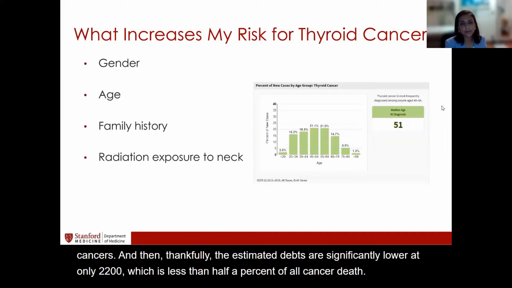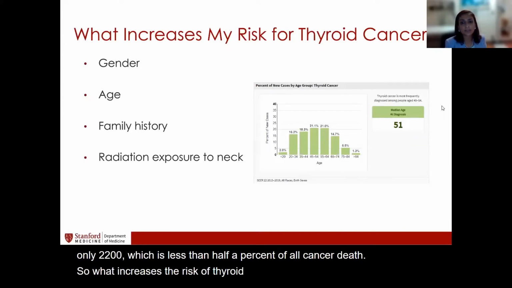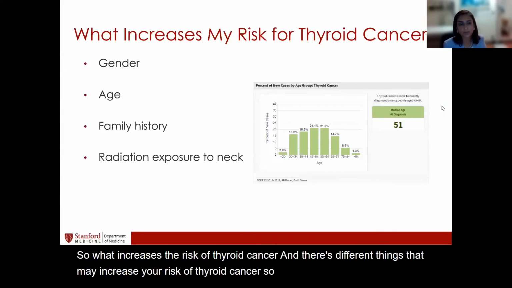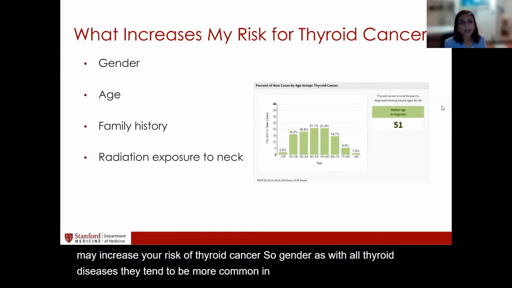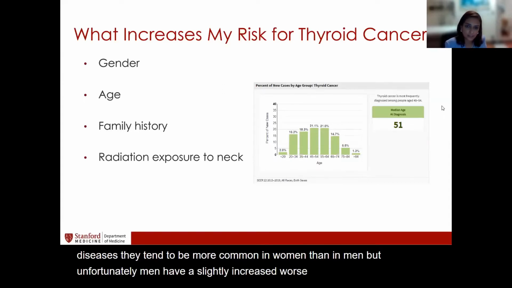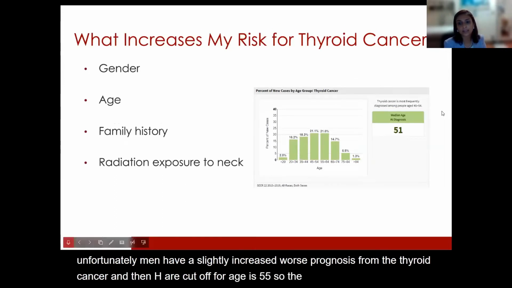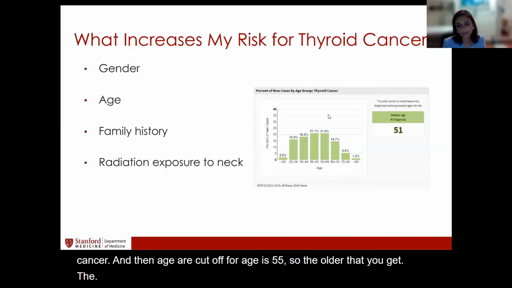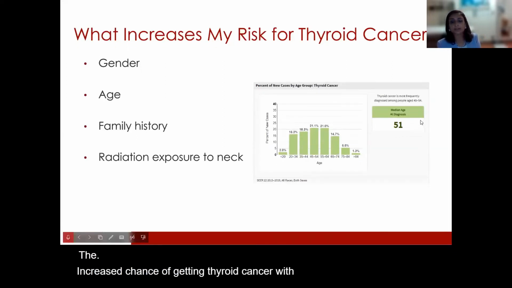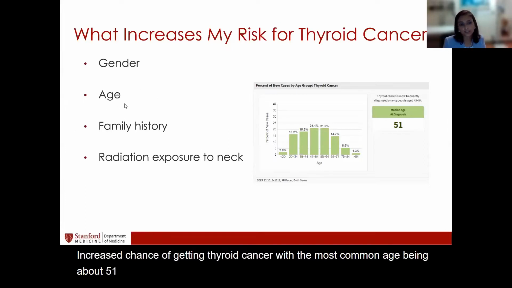So what increases the risk of thyroid cancer? There are different things that may increase your risk. Gender: as with all thyroid diseases, they tend to be more common in women than in men. But unfortunately, men have a slightly worse prognosis from thyroid cancer. And then age, our cutoff for age is 55. The older you get, the increased chance of getting thyroid cancer, with the most common age being about 51. But prognosis is based on age, and that is where the cutoff of 55 comes from.